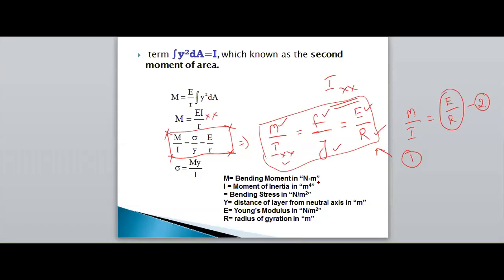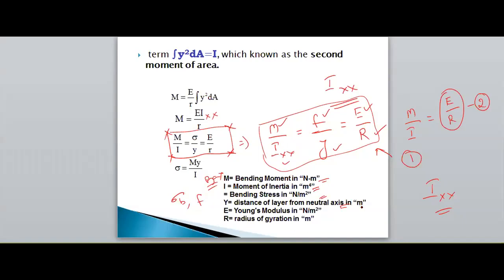Here M represents the bending moment, the maximum bending moment. I represents the moment of inertia about Ixx. The units will be meter to the power of 4. And the stress may be sigma b. Some textbooks represent bending stress as sigma b, some textbooks represent it as F. So bending stress will be in Newton per meter square, and y is the layer distance from the neutral layer.